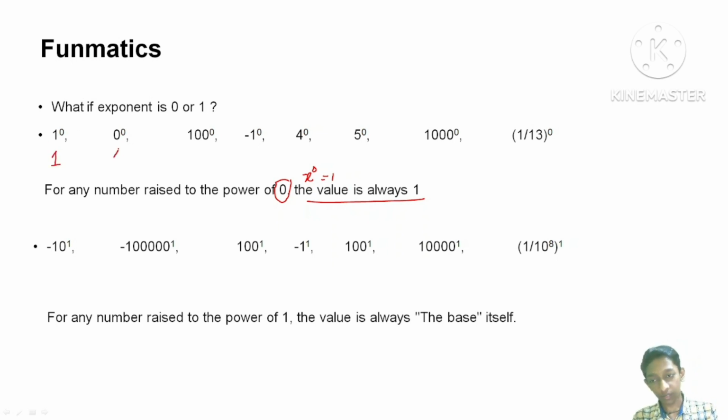0 raised to the power of 0, answer is 1. 100 raised to the power of 0, answer is 1. Minus 1 raised to the power of 0, 1. 4 raised to the power of 0, 1. 5 raised to the power of 0, 1.